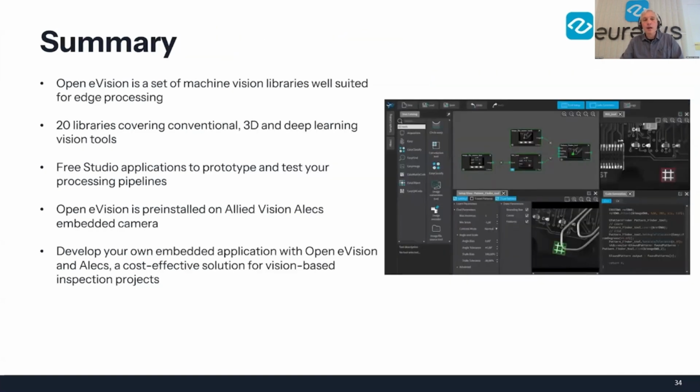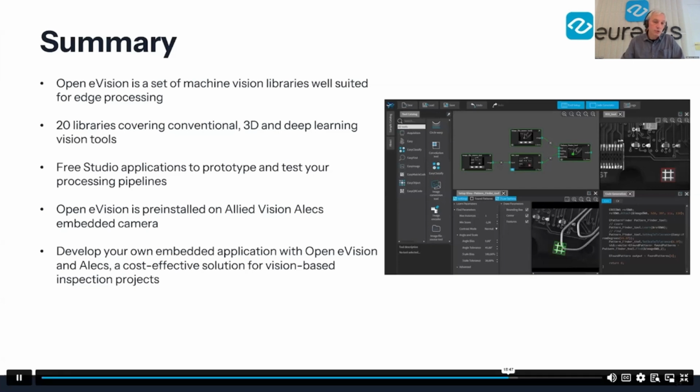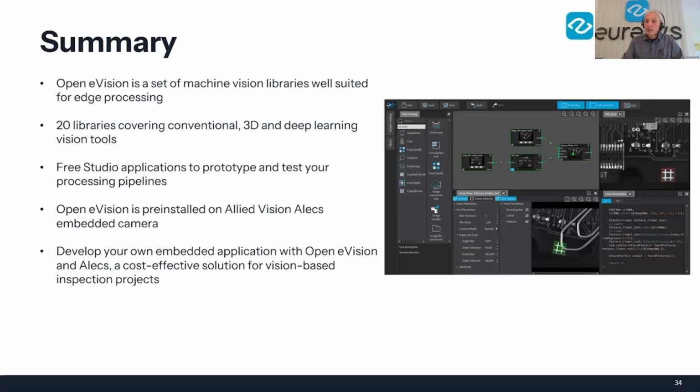So to summarize my presentation, Open eVision is a set of machine vision libraries that we think are really well suited for edge processing. It covers a broad range of machine vision functions, conventional, but also 3D and deep learning vision tools. And you can combine them to make a powerful application. Using the free Studio applications, Open eVision Studio and Deep Learning Studio, you can easily prototype and test your processing pipeline.